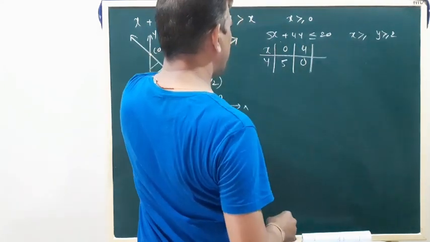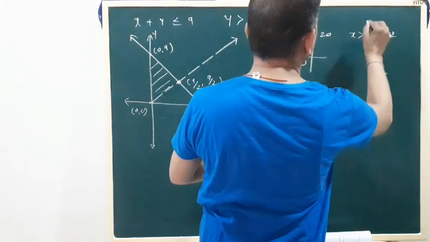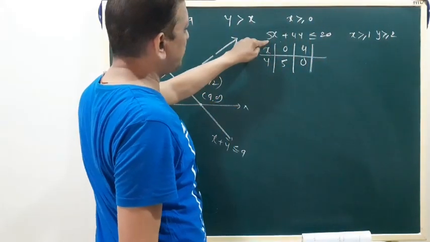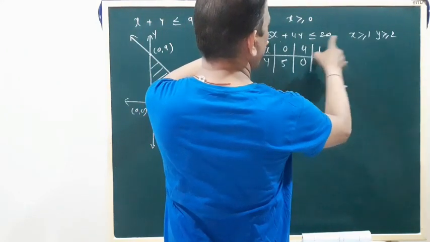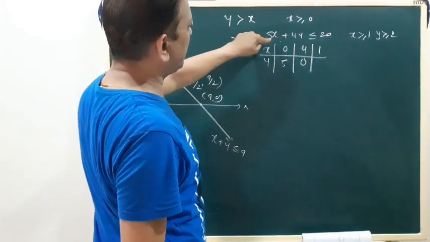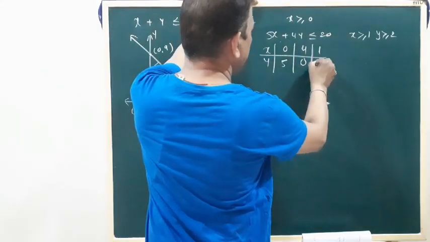Okay. Now you can check also x greater than or equal to 1. Suppose we put x equal to 1, the intersection of these two lines. 5 ones are 5, 20 minus 5 is 15, so 4y equals 15, y equals 15 by 4.